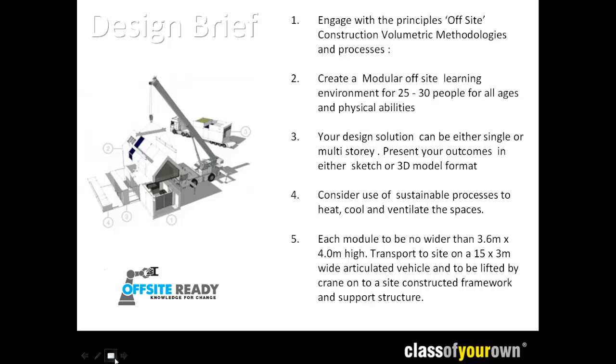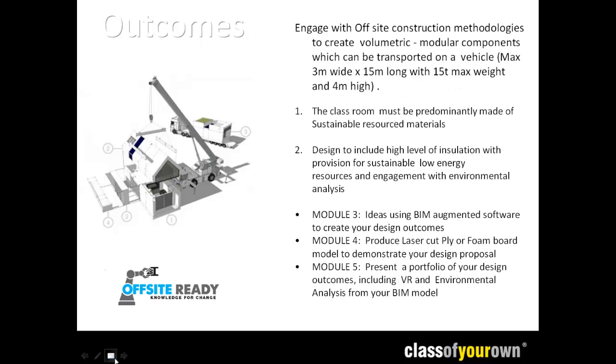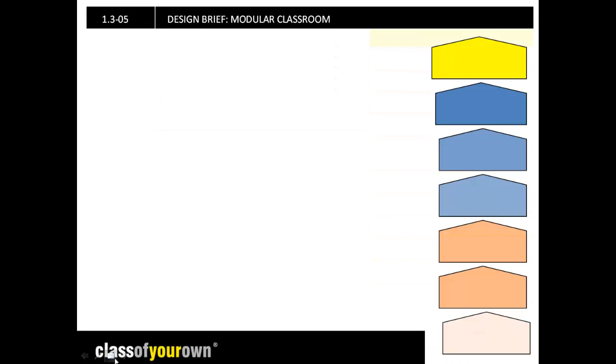But we need to work within strict parameters, with the cab being no wider than 3.6 meters, 4 meters high, and needing to be transported on a vehicle that's no longer than 15 meters long. The design brief will consider materials being of sustainable resource, which is something they need to consider as part of their research within this element of the module. Then that will lead us on to module 3, where we will take our designs into a bit more program, then modelling, and then analysis.